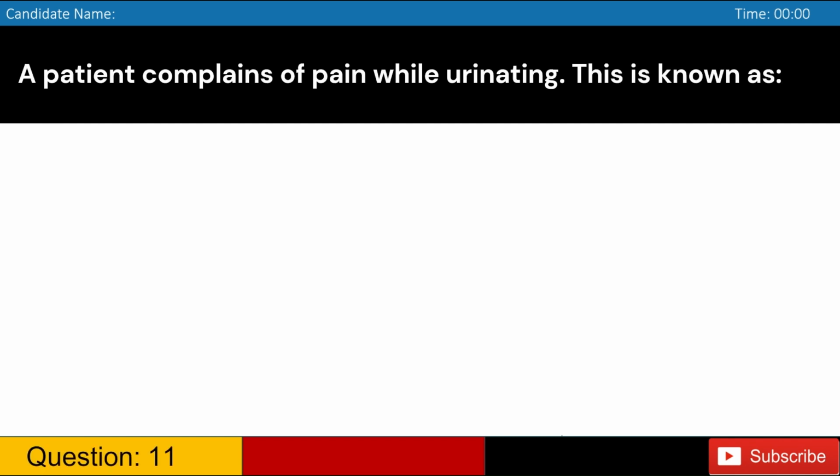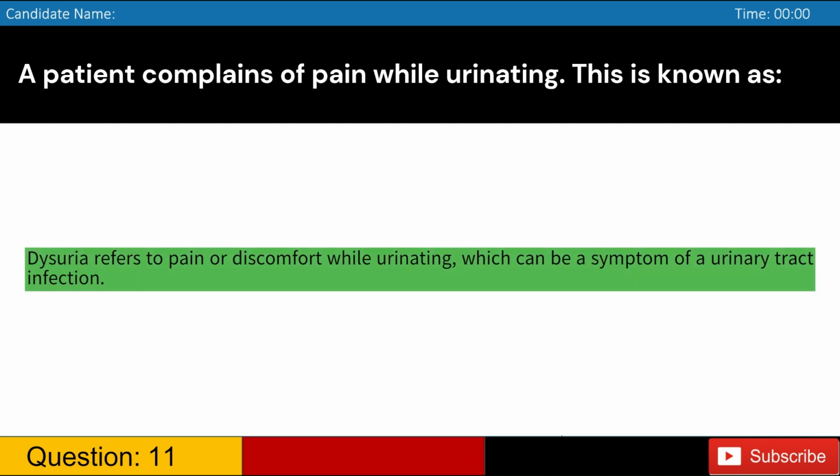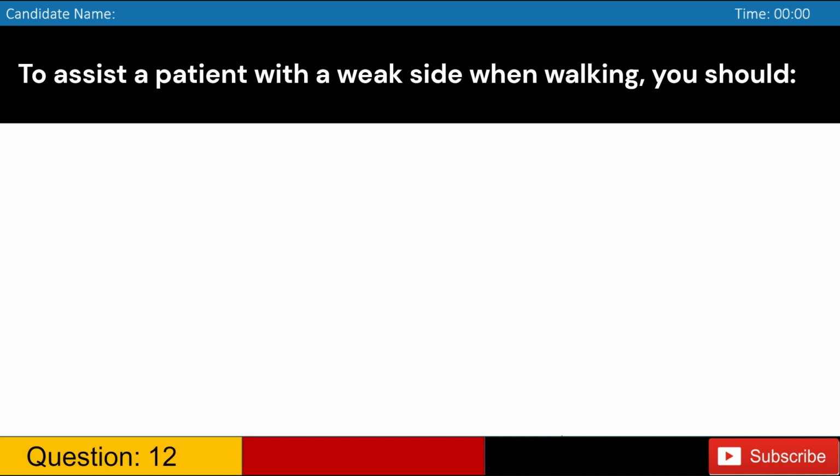A patient complains of pain while urinating. This is known as: A. Hematuria. B. Dysuria. C. Polyuria. D. Oliguria. Answer B. Dysuria refers to pain or discomfort while urinating, which can be a symptom of a urinary tract infection.